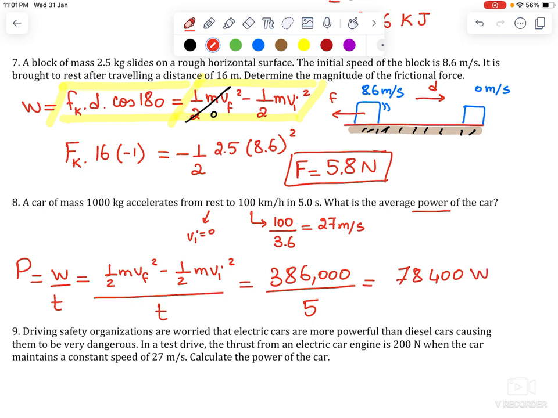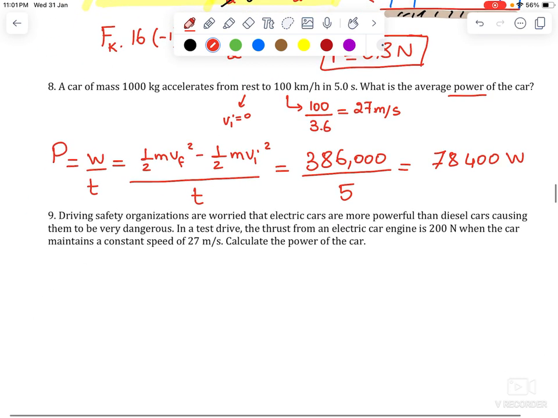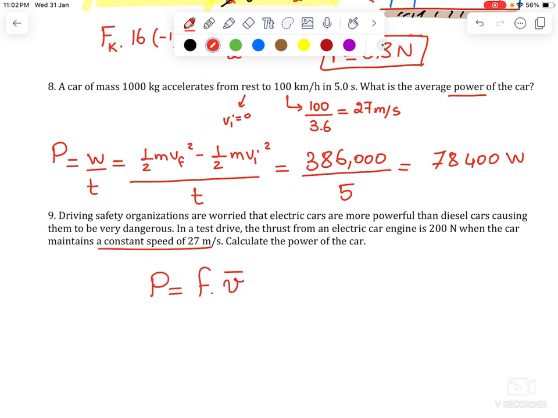Finally, with question number 9, you have driving safety organizations that are worried that electric cars are more powerful than diesel cars, causing them to be very dangerous. In a test drive, the thrust from an electric car engine is 200 Newton when the car maintains a constant speed of 27. To know the power, I will use that it is equal to the force multiplied by the constant speed, which is 200 by 27, giving me 5,400 watt. Thank you.